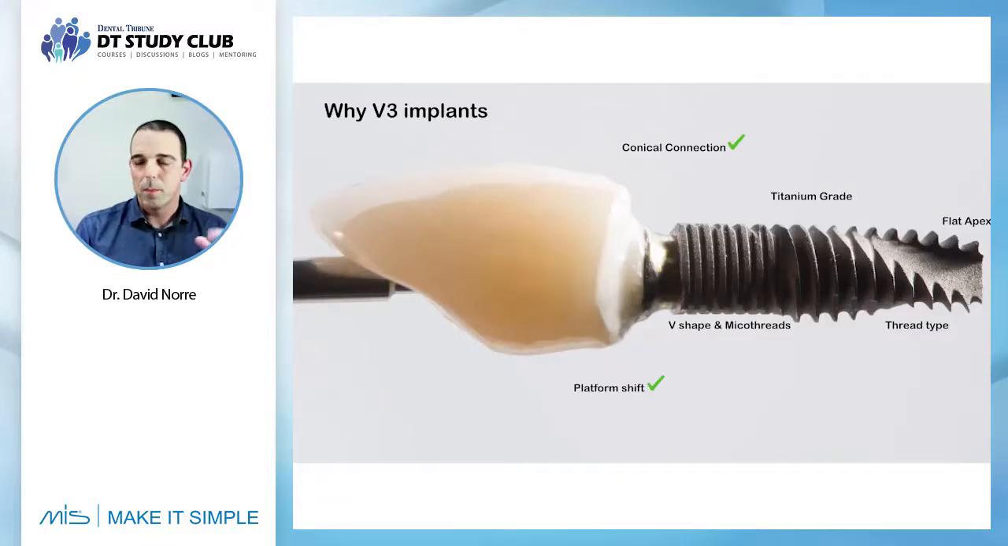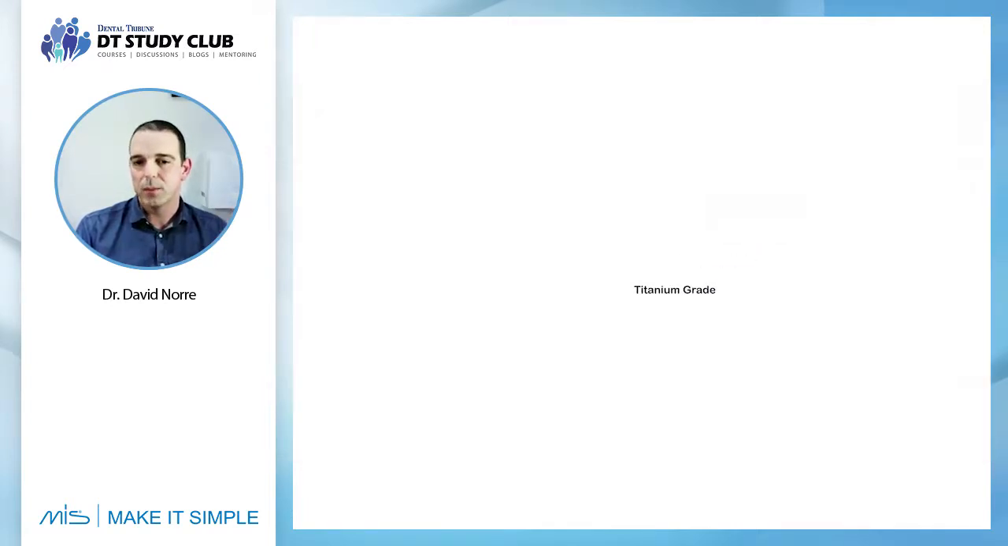But what does it mean if you have a platform shift? We already discussed it. There is a problem around abutments and platform shift, which is the fact that these components are more stressed. So you're going to have much more loading of the abutments. And that's why it's important to have a good titanium grade.